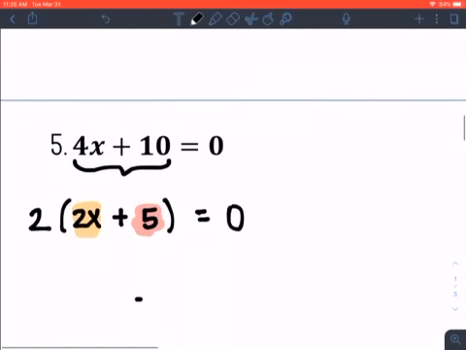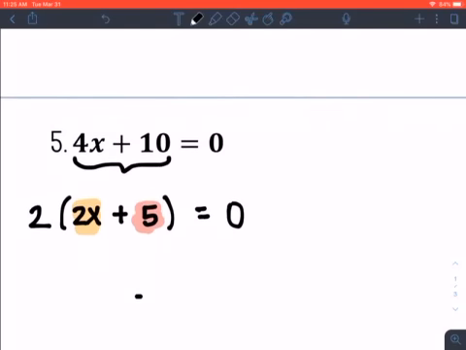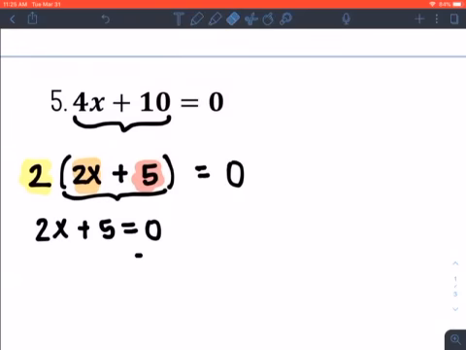So what I need to do is set each factor that has an x equal to 0. All I'm going to do is set this 2x plus 5 equal to 0. I don't need to set that GCF of 2 equal to 0 because there's no x to go with it, and we would just have 2 equals 0, and that doesn't make sense in our problem. So now we have 2x plus 5 is equal to 0, and we're going to solve this for x.